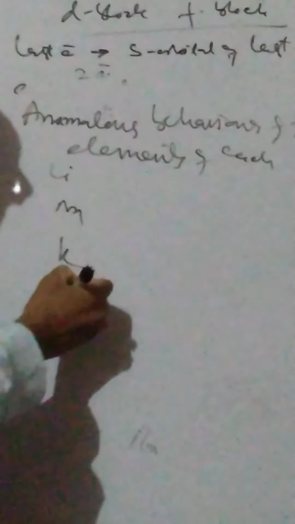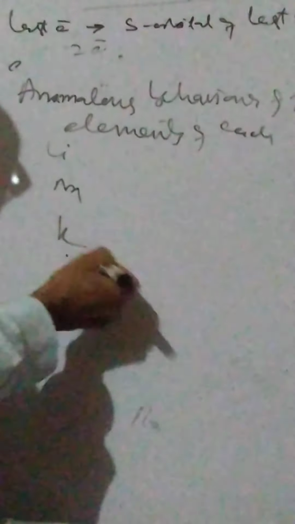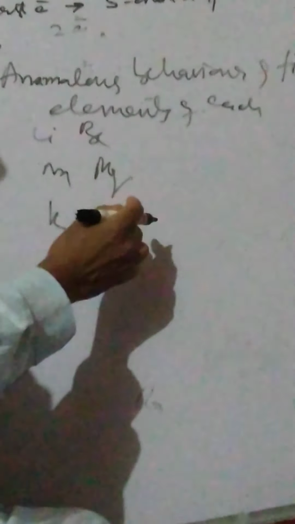For example, we have lithium, then sodium, then potassium, and in the second group beryllium, then magnesium. The elements of a group have similar properties, but the first elements generally have different properties from the rest of the elements, and this is called anomalous behavior of the first elements.